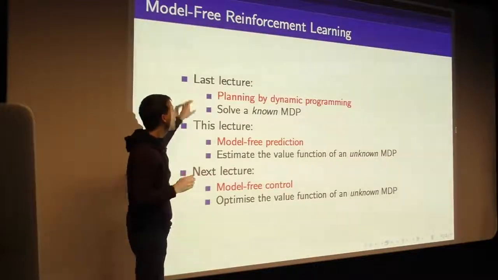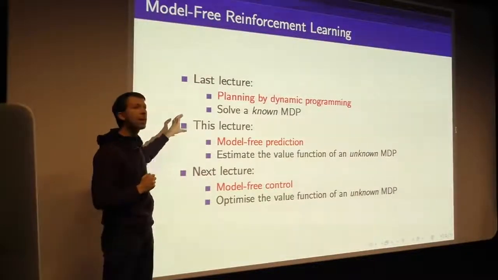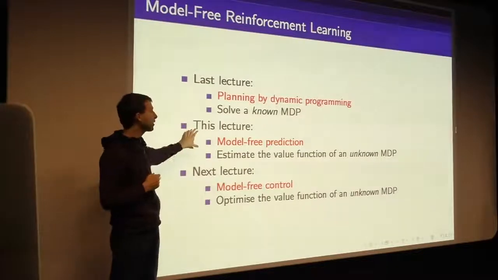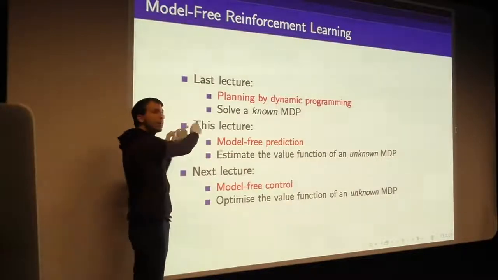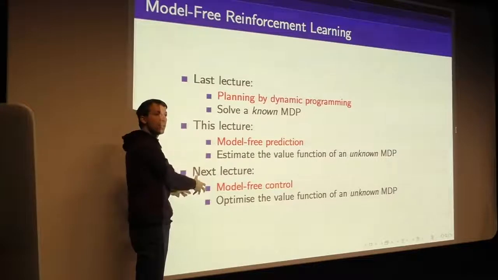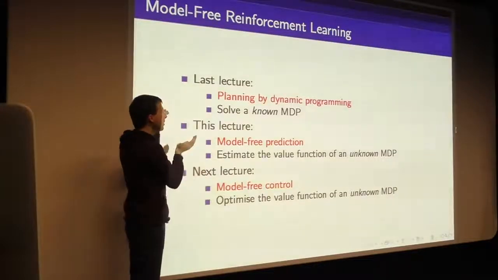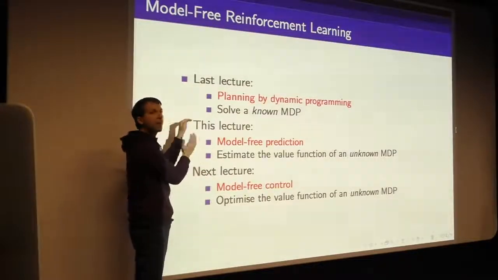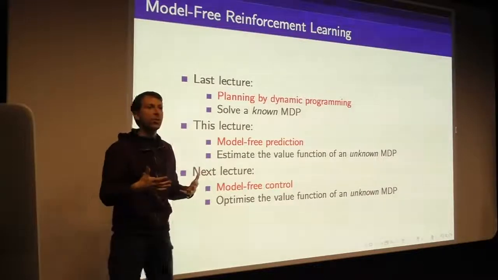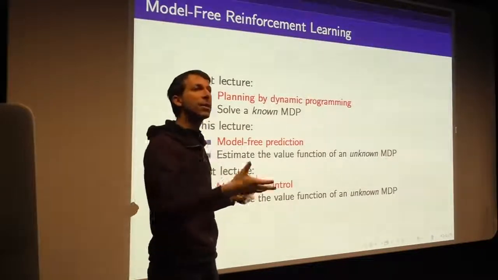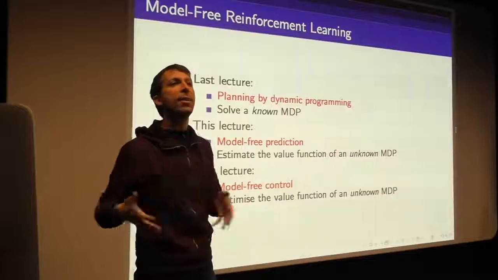But just like in the dynamic programming case, we're going to break it down into two pieces: policy evaluation, and then we're going to use our methods for policy evaluation to help us do control. In this lecture we're going to focus just on the policy evaluation case. We're just going to look at prediction. We're just going to ask the question, if someone gives us a policy, how much reward will we get for that policy?